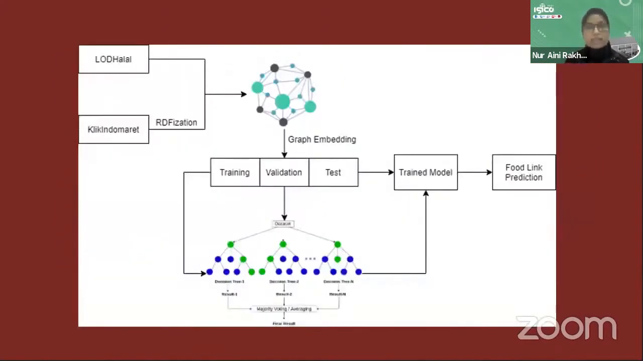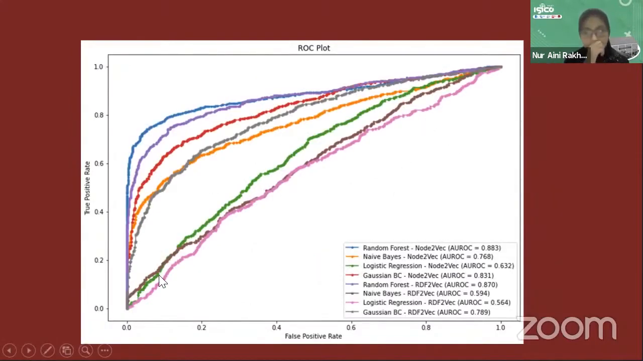Okay, next. This is also our recent research. When we had already collected the data from the link open data halal, the previous data set, we integrated it with the Klik Indomaret data set, and we used graph embedding, like node2vec and RDF2FACT. After that, we trained on the data set using random forest and several other machine learning models, and we trained the model to predict the link between the products. So this is the result, the result of the ROC.